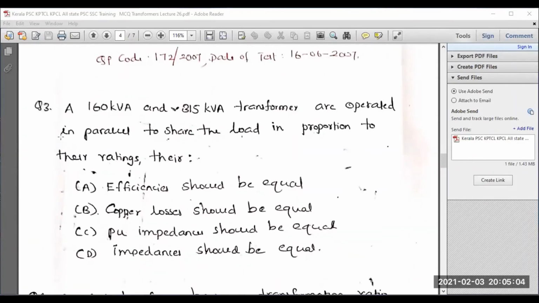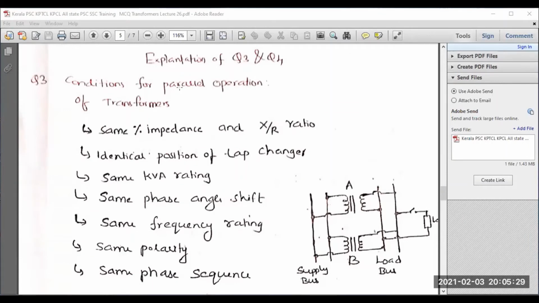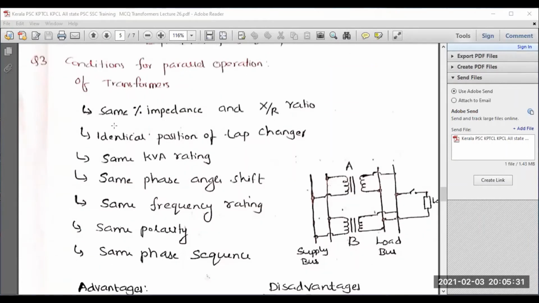Moving on to the third question. A 160 kVA and a 315 kVA transformer are operated in parallel to share the load in proportion to the ratings. Their efficiency should be equal, copper loss should be equal, per unit impedance should be equal, impedance should be equal. You should know why parallel operation is required, what the advantages and disadvantages are, and what the conditions are. So let us become familiar with the conditions.